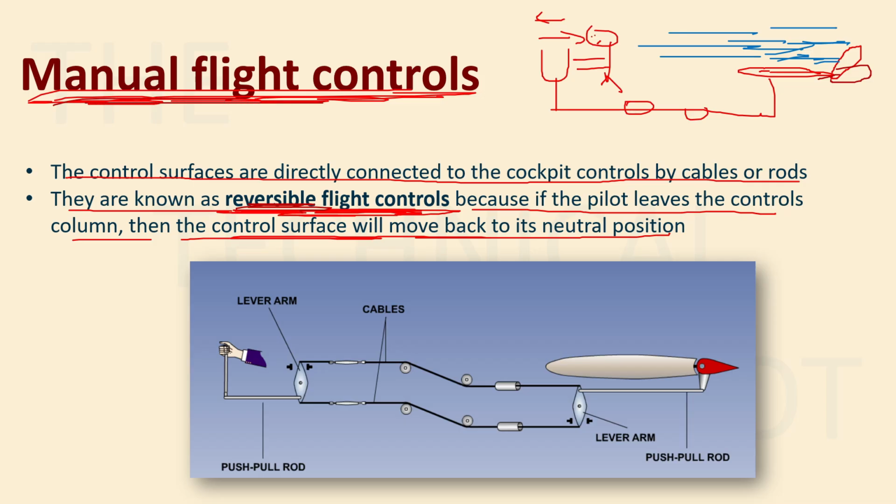So these are your manual flight controls. And even in this diagram, you can see that this is a pilot's arm, which is connected to a push-pull rod. And this push-pull rod is connected to a lever arm, which is connected with cables to some pulleys. Pulleys are there to change the direction of the cables, right? So whenever there is a change in direction of the cable, pulleys are used, right? And then again, there is a lever arm here, and a push-pull rod again here, and it is connected to your elevator surface. This is your wing, the tail fin, right?